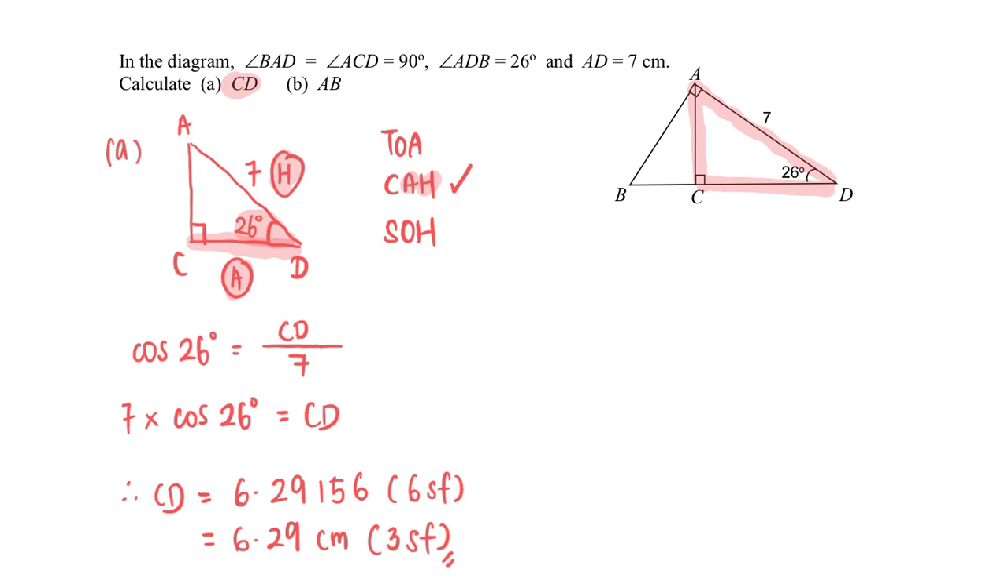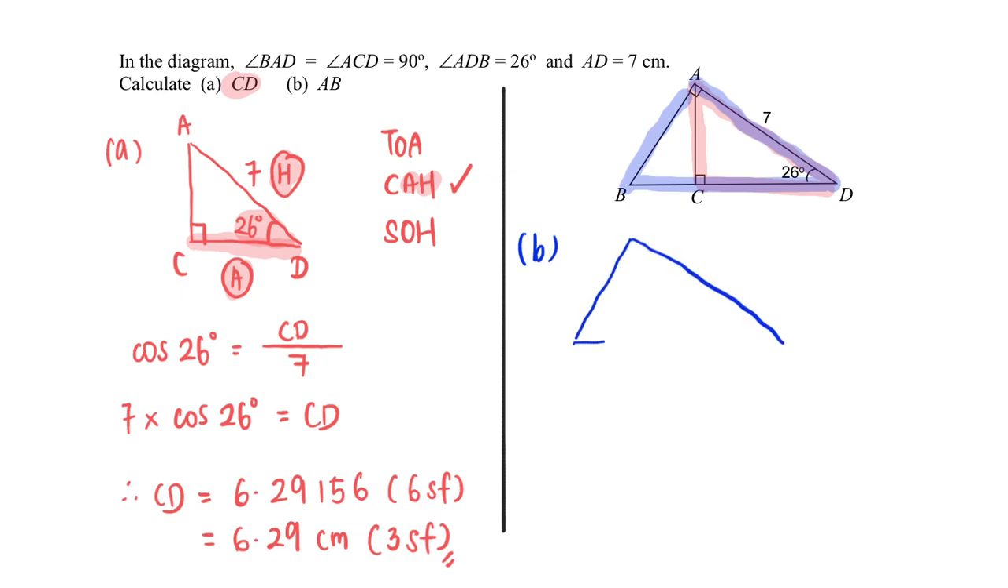For part B, we need to find this. And for part B then, I'm going to channel my efforts to this right angle triangle. So if you are not very good at looking at the particular triangle, then this is what I would suggest. For part B, same like what we did for part A, I am going to just draw out the blue color triangle. Just do a sketch so that we can sieve out the relevant information.